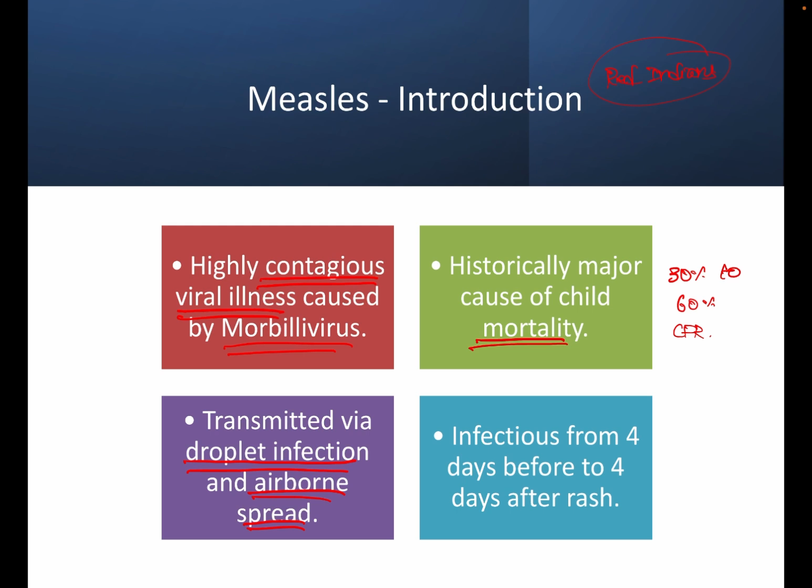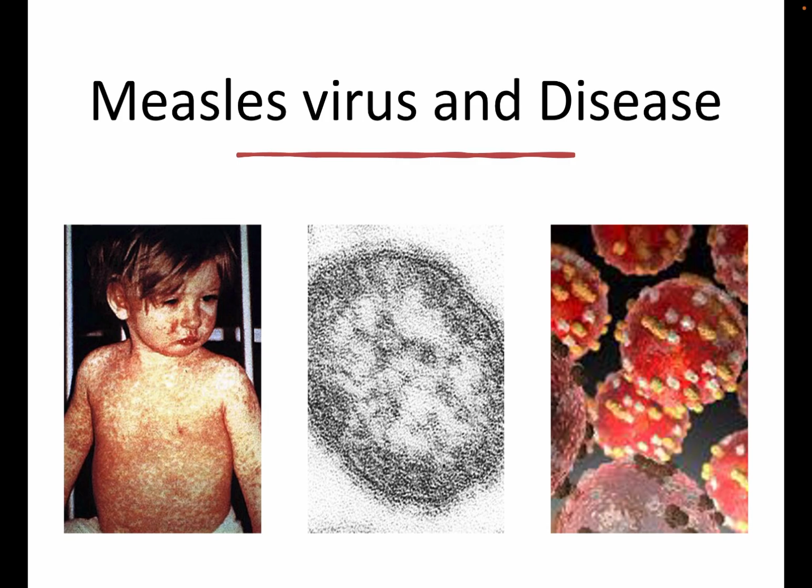Even in India, in the Andaman and Nicobar Islands, there was a great measles outbreak brought by the British in the 1850s, which has been recorded. Coming to the infection, the infectious period will be 4 days before and 4 days after the appearance of rash. So this is the image of a typical child infected by measles, and this is the electron microscopy image of the measles virus or morbillivirus.